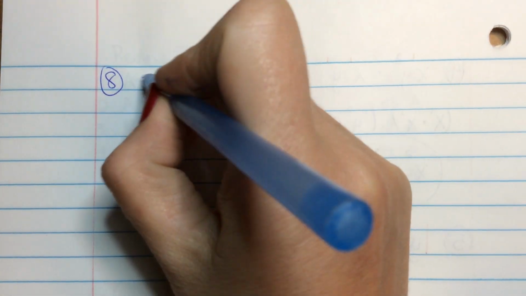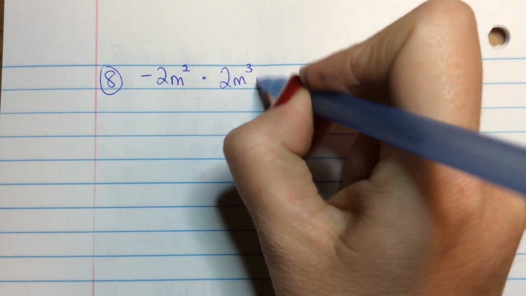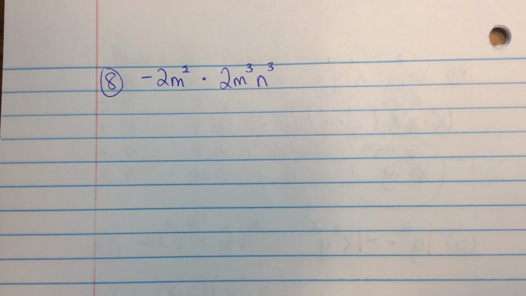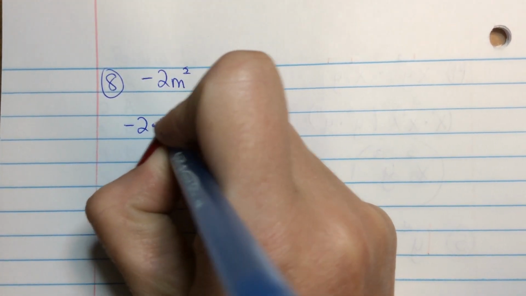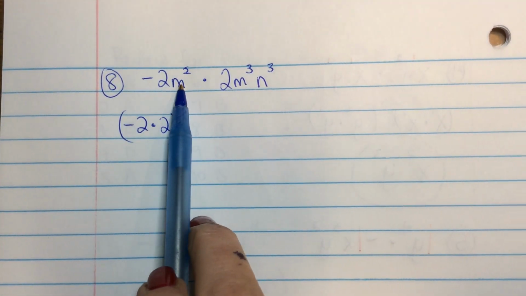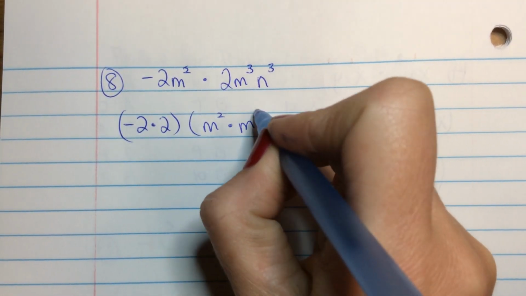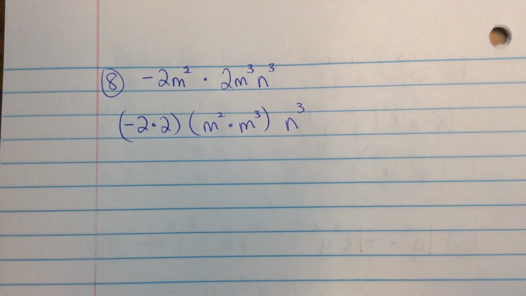And I have number 8. So I have negative 2 m squared times 2m cubed n cubed. And I don't need to fill in anything. Everything's good. I don't need to have any 1's anywhere. So I'm just going to rewrite. I got negative 2 times 2. I have m squared times m cubed. And then I have n cubed.